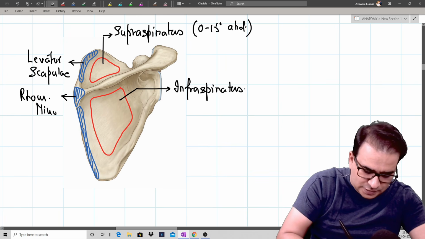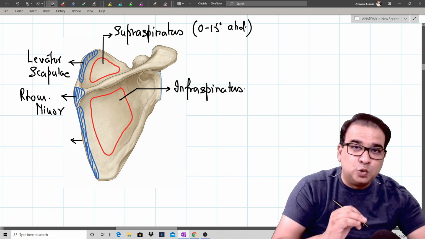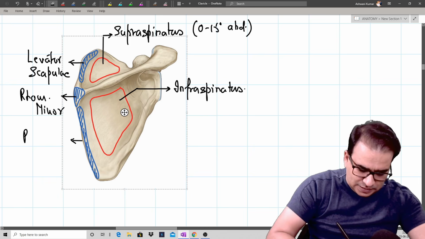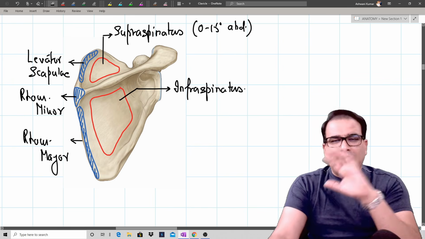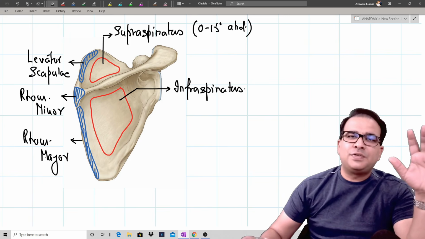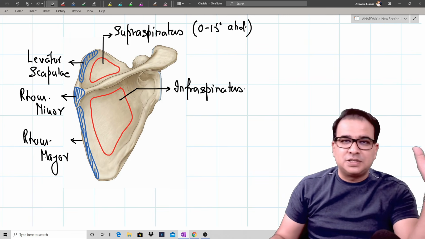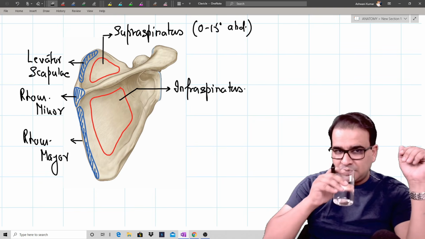That's rhomboid minor, that is rhomboideus minor, and the one below. Rhomboideus minor is exactly at the root of the spine of the scapula here, and this here is the rhomboideus major. That's the origin for the rhomboideus major muscle. So one thing is clear: every time you think of the medial border of scapula, the medial border of scapula is all about insertions. It's all about insertions, whether it's the costal surface or this dorsal surface.